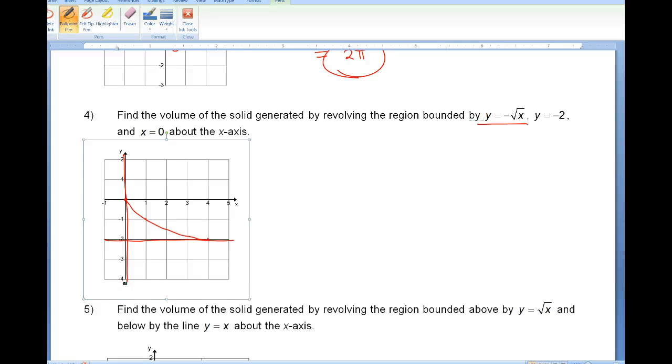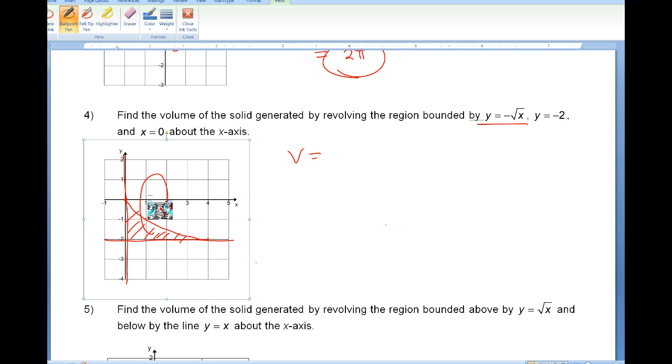just say it's bounded by this, this, and this, and the curves will be there, but it won't necessarily be shaded. Hopefully you can figure out if it's bounded by these 3 things, where is our curve, or where is our region? It's here. So my volume, now notice this time, I'm going to rotate this.